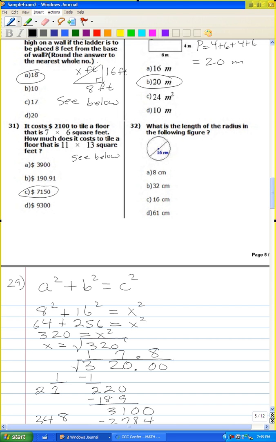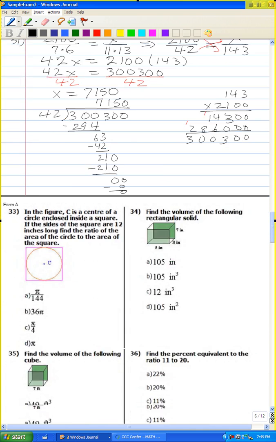What is the length of the radius of the following figure? Well, the length of the diameter is 16. A diameter is just twice the radius. So twice the radius is 16. Divide both sides of your equation by 2. So the radius is half. 8. Those are centimeters. A. 33.